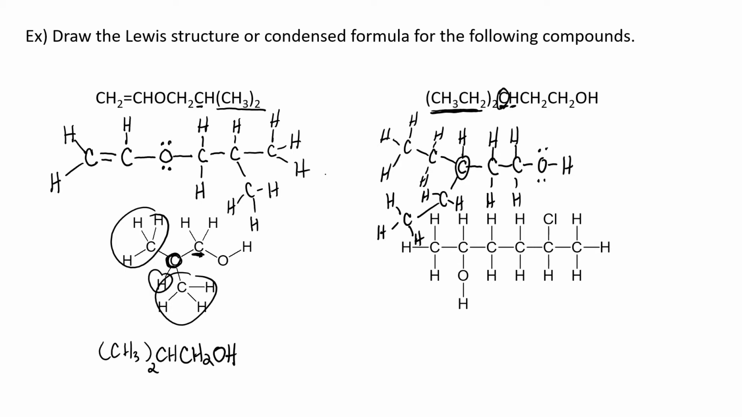In the next molecule, we have a CH3 attached to a carbon that has a hydrogen and an OH. Next in line is a CH2. We have another CH2. We have a CH with a Cl. And finally that CH3.